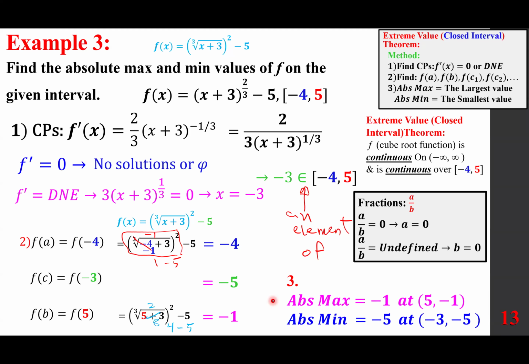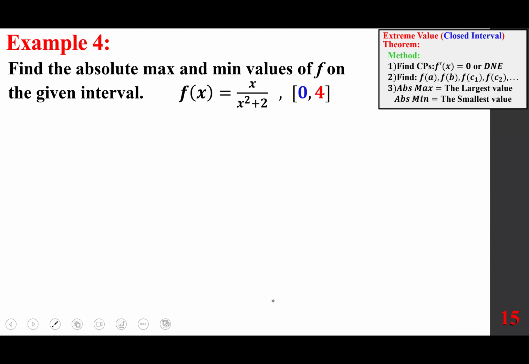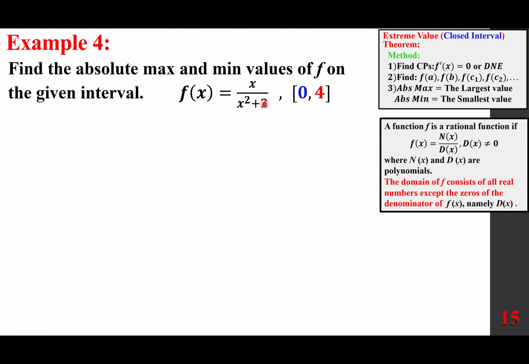So it's pretty straightforward, everybody. We're going to continue with the same type of question. We're going to find the absolute max and min for this function in this interval. F of x is x over x squared plus 2, and the given interval is 0 to 4. So the question is, what type of function do we have? Where is this function continuous, or in other words, what is the domain? First and foremost, this is a rational function. What is a rational function?